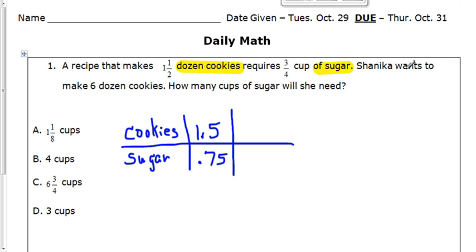Now it says Shanika wants to make 6 dozen cookies. So I don't want just 1.5. I want to make even more. I want to make 6 of them. It says how many cups of sugar will she need?